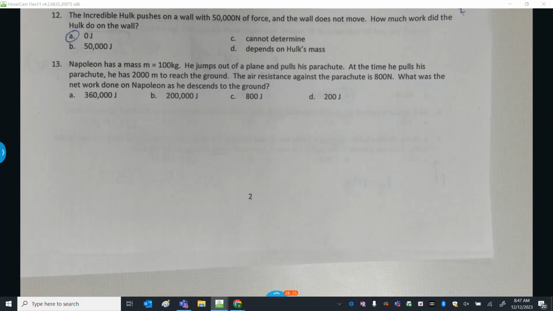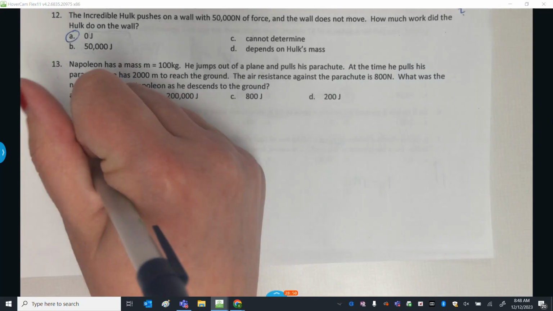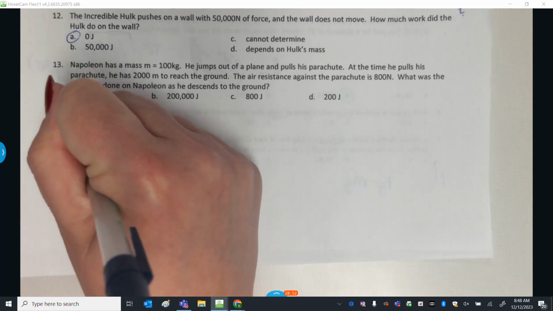Number 13 says Napoleon has a mass of 100 kilograms. He jumps out of a plane and pulls his parachute. At the time he pulls his parachute, he has 2,000 meters to reach the ground. The air resistance against the parachute is 800 newtons. What is the net work done on Napoleon as he descends to the ground? Again, net work means that I need to find net force. And if I need to find net force, it's a good place to start by drawing a free body diagram.